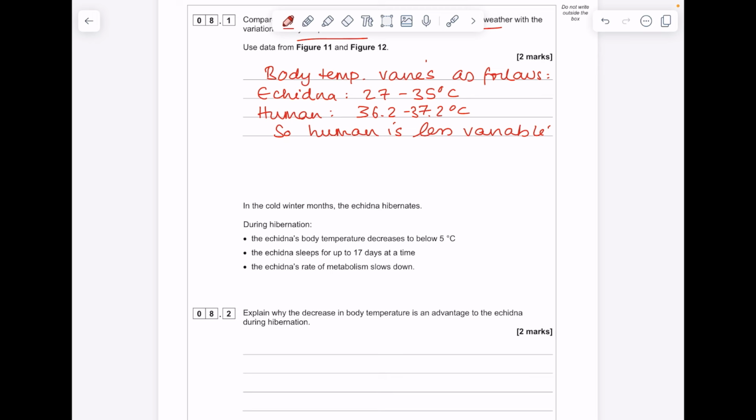In the cold winter months, the echidna hibernates. During hibernation, the echidna's body temperature decreases to below 5 degrees. The echidna sleeps for 17 days at a time. Cute! The echidna's rate of metabolism slows down. Explain why the decrease in body temperature is an advantage to the echidna during hibernation. Simply because it loses less energy, as there is a lower temperature gradient between the echidna and the air.